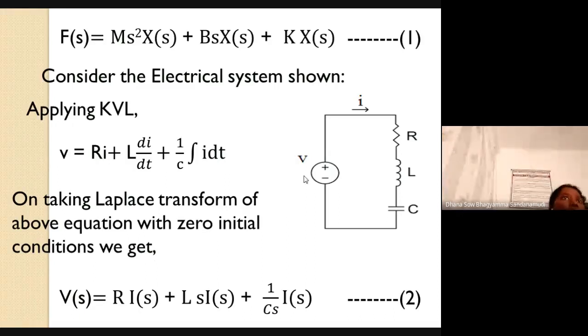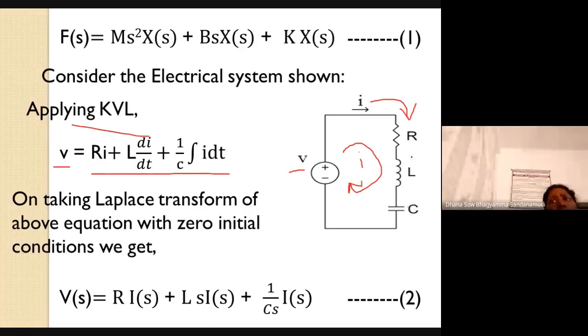Now we have considered a mechanical translation system. Now let us consider an electrical system. The electrical system is an RLC circuit. I have considered a series RLC circuit. I'm applying a voltage of E here, and because of the supply voltage, a current of I amperes will flow into the circuit. If I apply KVL to this loop, the applied voltage V is equal to the voltage drops in the circuit.